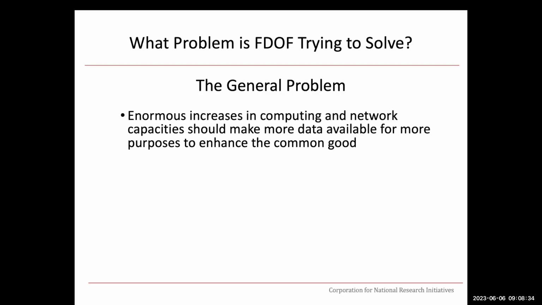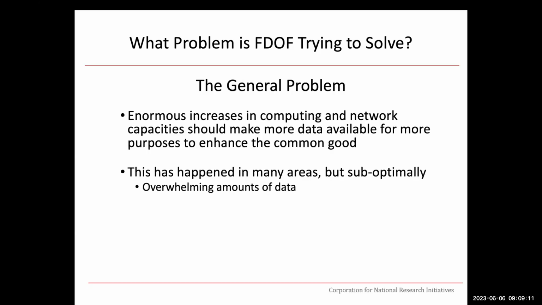The general problem is that we've seen enormous increases in computing and network capacities over the last couple of decades, such that data that was formerly just referenced from articles and held in labs and so on is now actually available. And that should make things better. We should be able to use all that data to figure more things out and share it and reuse it. This has happened in many areas, but certainly suboptimally.